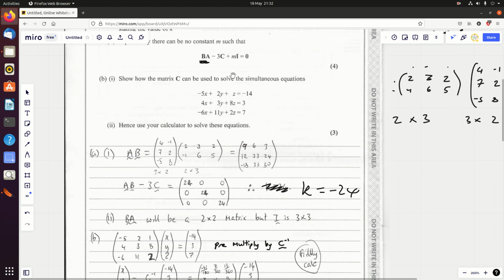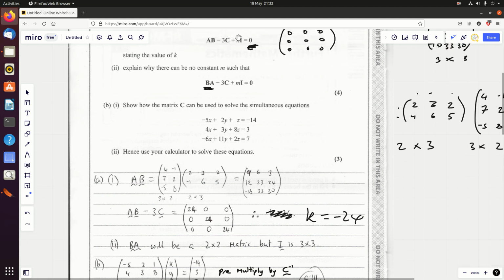Okay, so what do we need to add? What multiple of the identity matrix do we need to add to this to get 0, 0, 0? Well, minus 24 will do the trick, because minus 24 times the identity matrix I cancels everything out, and we get 0. So that's quite a nice easy start actually, not bad anyway.